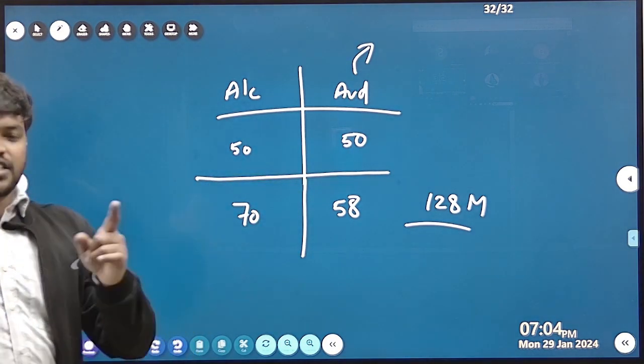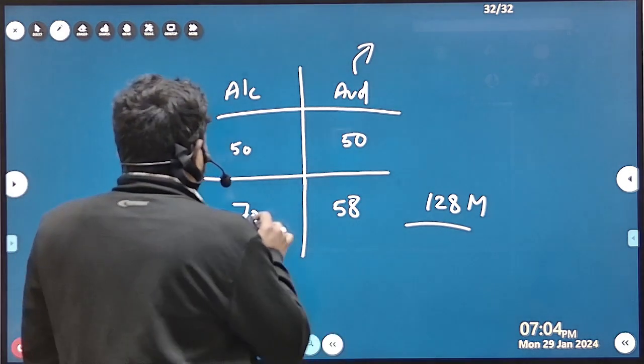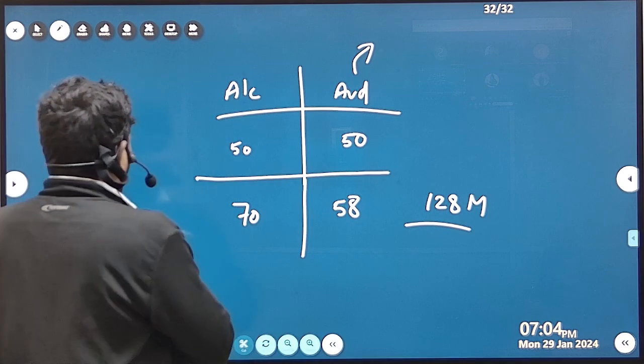See Section B once. Kashyap, see Section B. From accounting, how many questions have they given? Out of 7, na?